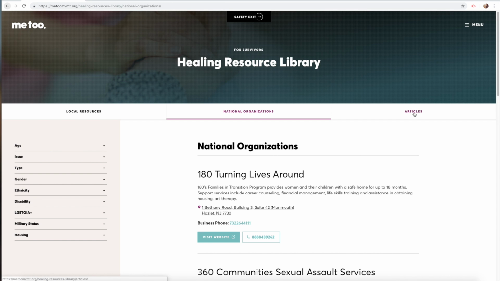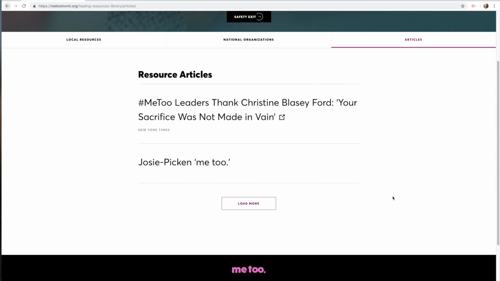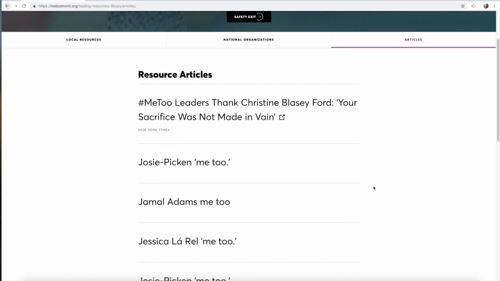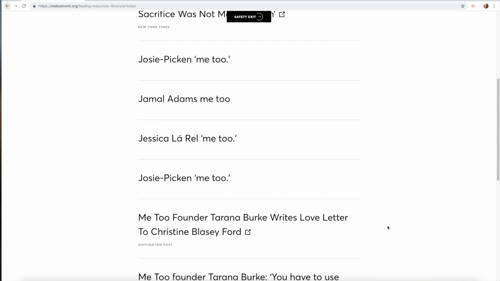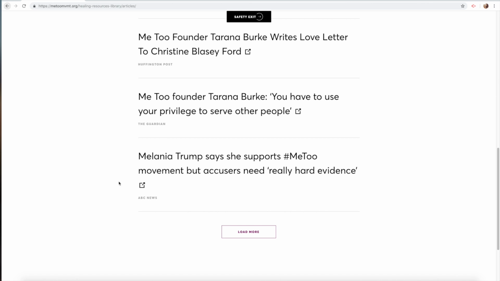As we look through this, we notice that if we go to the articles, we look at the resource articles saying Christine Blasey Ford. Obviously, a lot of people on the left and in the progressive side of America believed Christine Blasey Ford's testimony against Judge Kavanaugh. But another interesting thing that I thought was very good for experiential learning is if we load more, and we come down, all these people have articles about the Me Too movement. We look at the bottom article that says Melania Trump says she supports the Me Too movement.